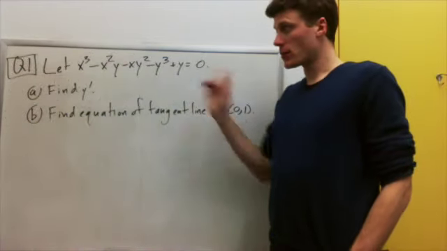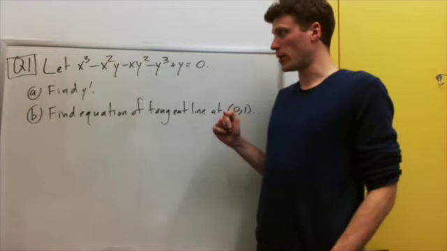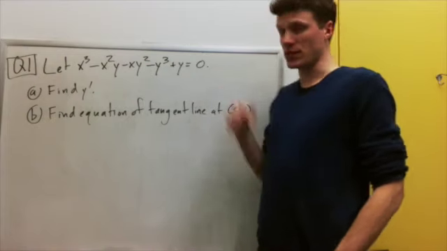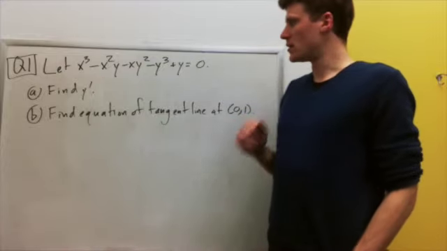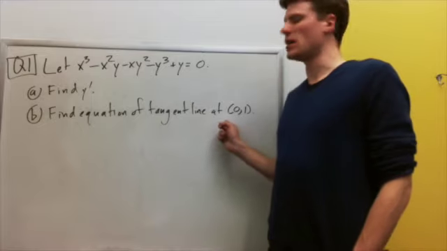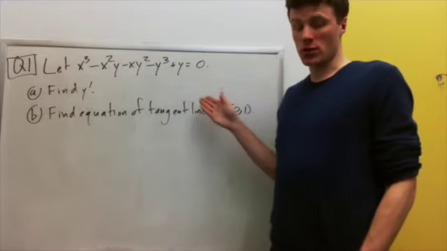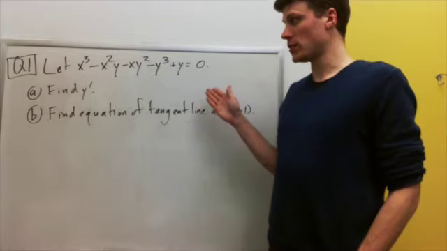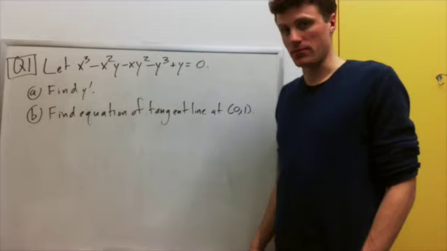So here is our first question. Let x cubed minus x squared y minus xy squared minus y cubed plus y be equal to 0. First, find an expression for y prime. And second, find an equation for the tangent line at the point (0, 1). Let's remember, I already drew this curve for us. This was the sort of S curve. So maybe that'll help you interpret your answer to part B.